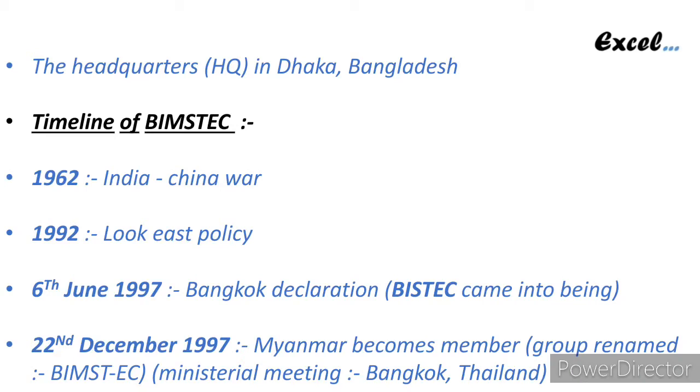BIMSTEC then stood for Bangladesh, India, Sri Lanka, Thailand Economic Cooperation. On 22nd December 1997, Myanmar becomes a member and the group is renamed to BIMSTEC: B for Bangladesh, I for India, M for Myanmar, S for Sri Lanka, T for Thailand Economic Cooperation, at a ministerial meeting in Bangkok, Thailand.